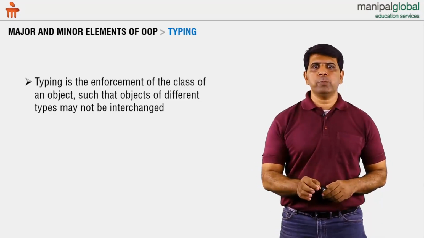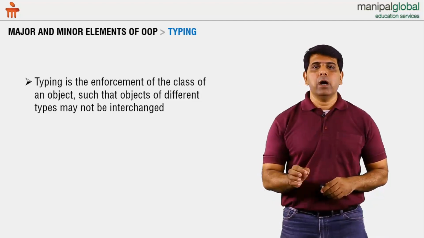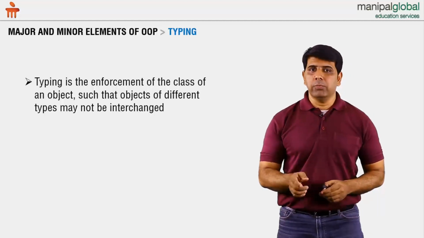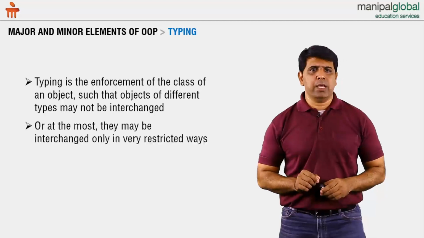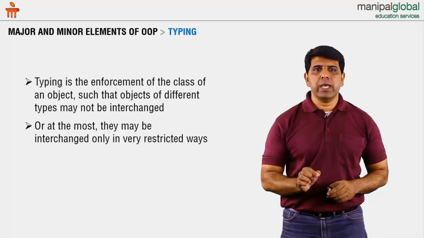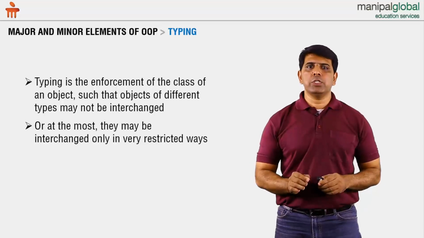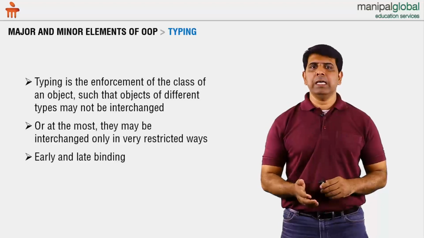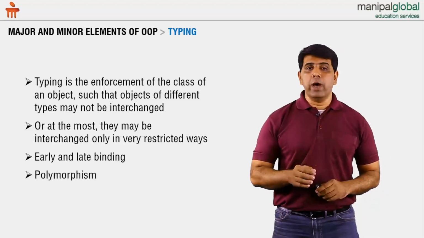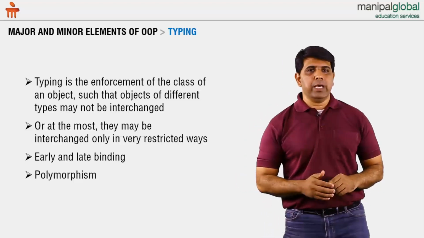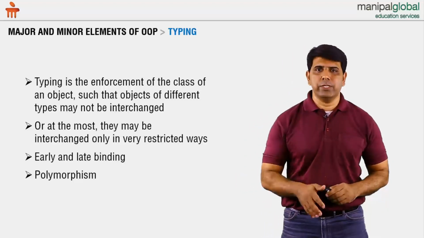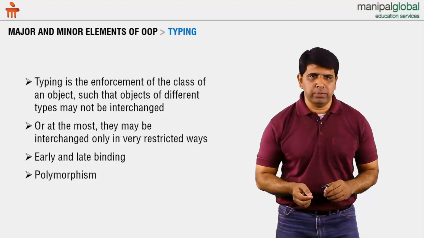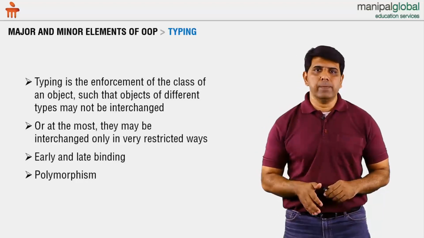Now typing is the enforcement of the class of an object such that objects of different types may not be interchanged. Like I said, a lion and a tiger are not the same, but I can always say a tiger and a lion are the same as animals, right? So this is where we say that at the most they may be interchanged only in restricted ways. Now this also brings up some concepts called early and late binding. Very importantly, polymorphism. Polymorphism is the ability of an object to behave differently at different states. Now these features are useful, and many of the object-oriented languages provide these, but they are not needed.